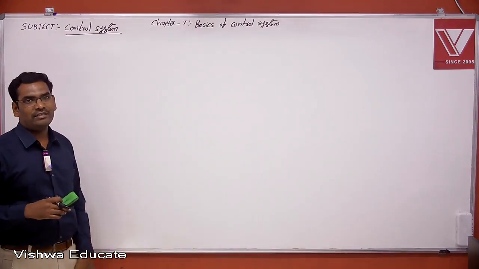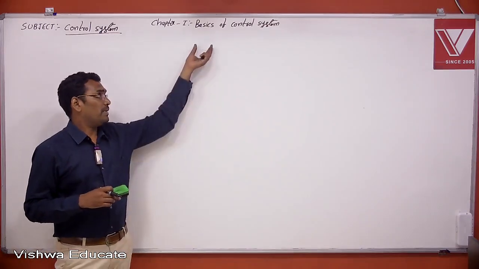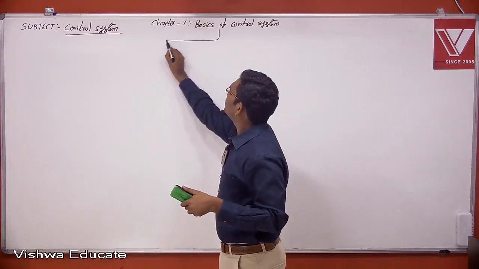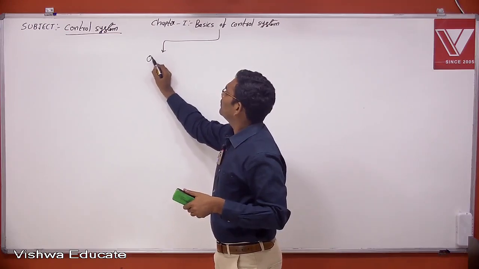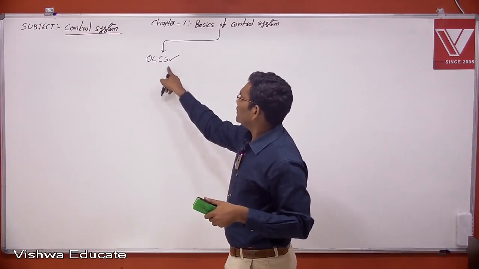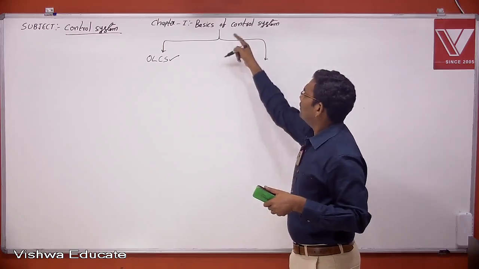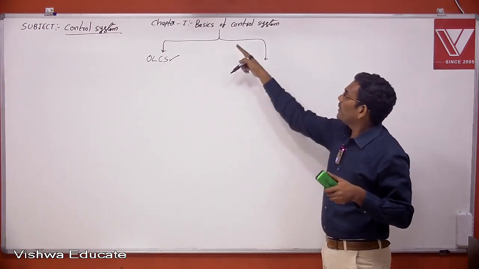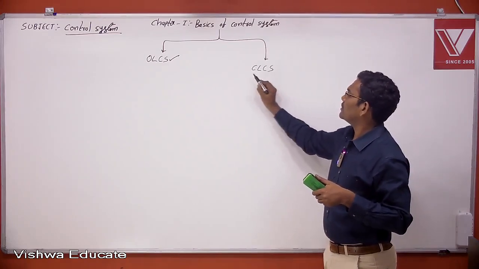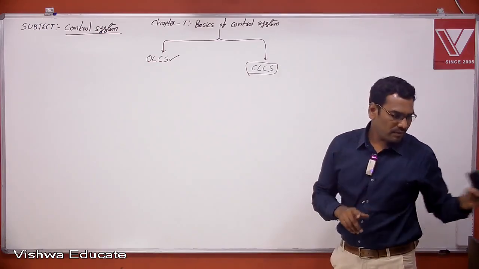In the previous session, we saw the basics of the open loop control system, in the basics of the control system. We finished the open loop control system. Now we will see, under the category of basics of control system, the closed loop control system. We will see this portion now, which is very simple.